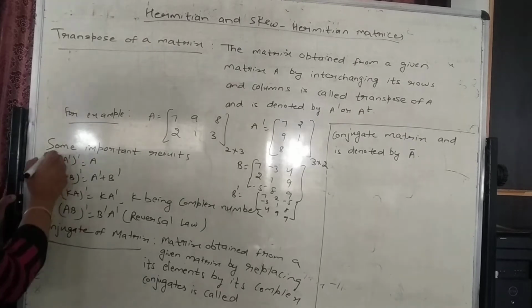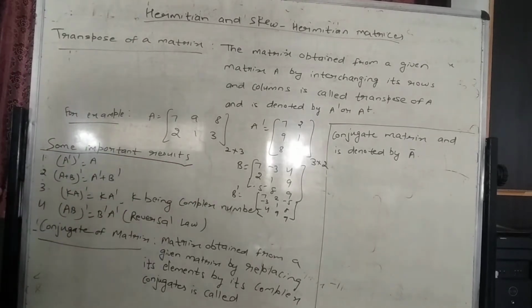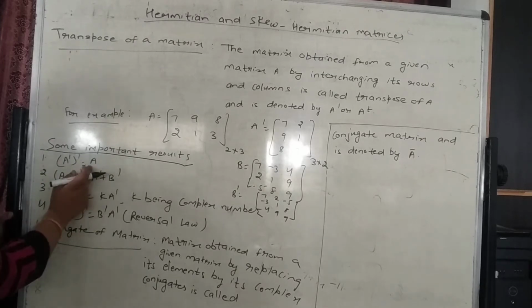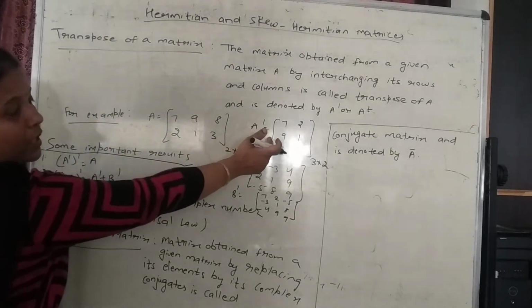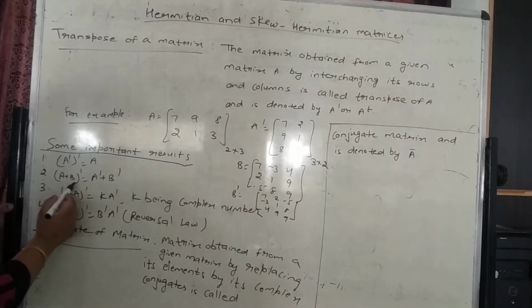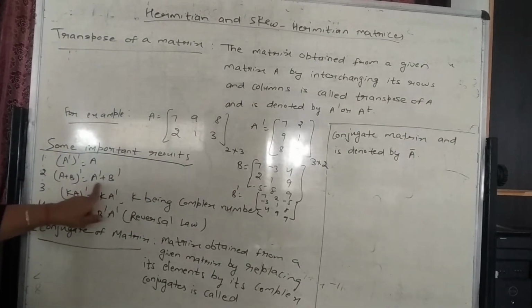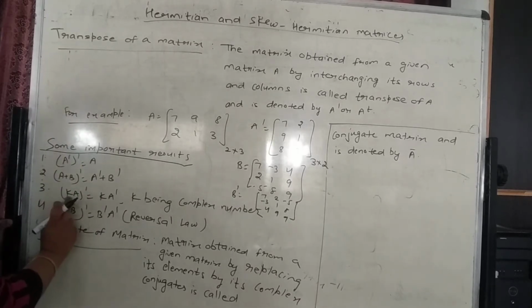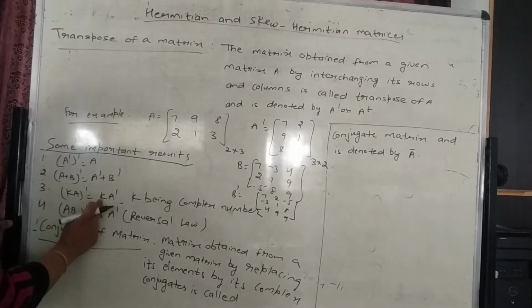Now let us come to some important results that we have already done. Transpose of a transpose of matrix A is A. When we again transpose this matrix, definitely it will become A. Another result is A plus B transpose. It will become A transpose plus B transpose. Now the third result is kA transpose. It will become k A transpose.